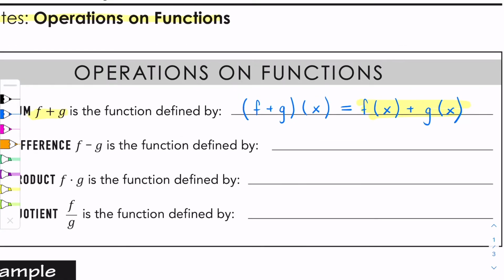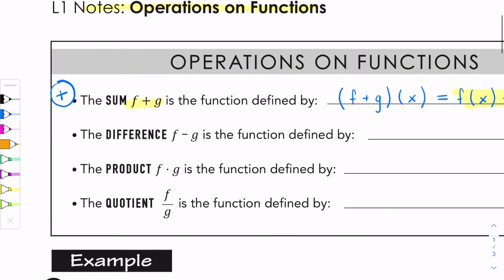This literally means if you are adding 2 functions, you add like terms. If you have a fraction, make sure you create a common denominator. Other than that, you just add what's similar. Do not try to add something that is not similar.